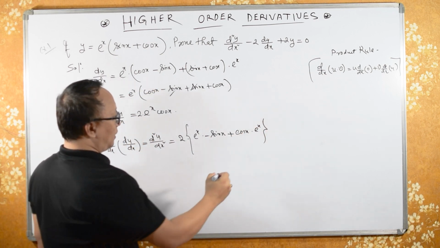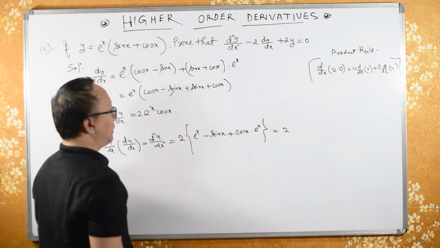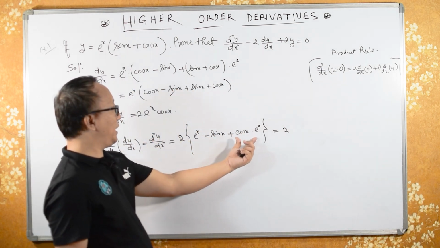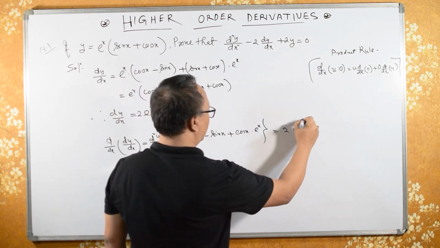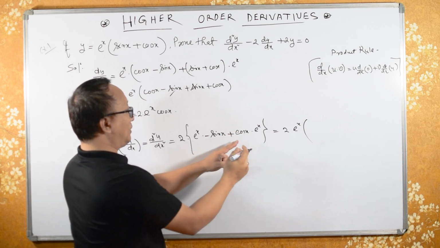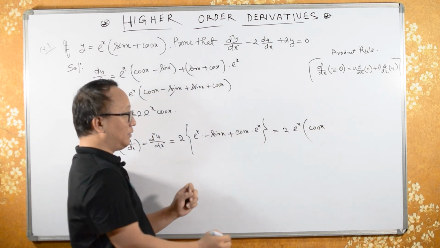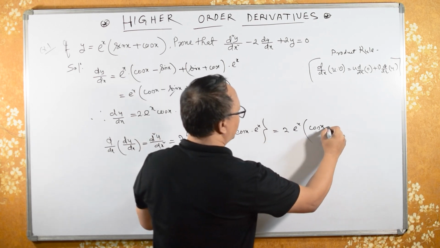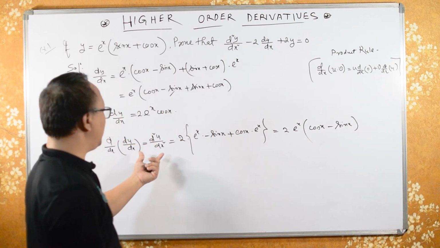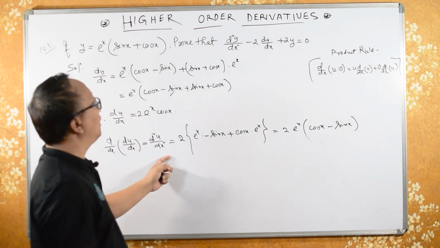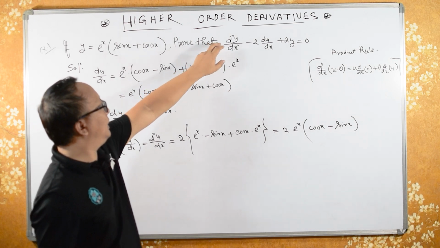Now this is the same as twice e raised to x common outside, then I'll get cos x, since it is plus I am keeping outside, cos x here minus sin x. This is my d2y by dx square. Now I have this. Now let's consider this.